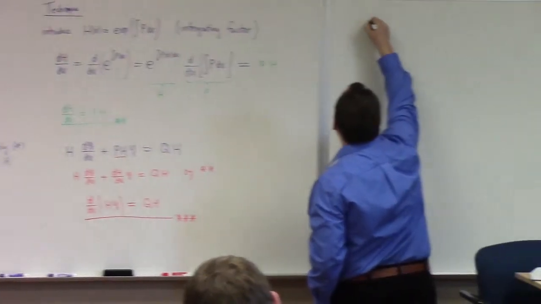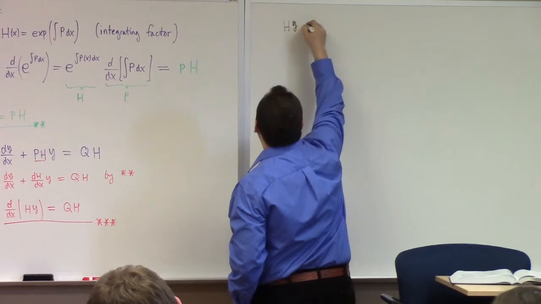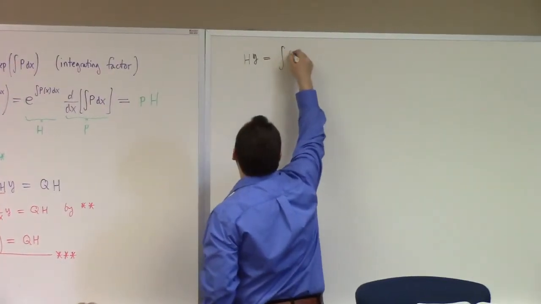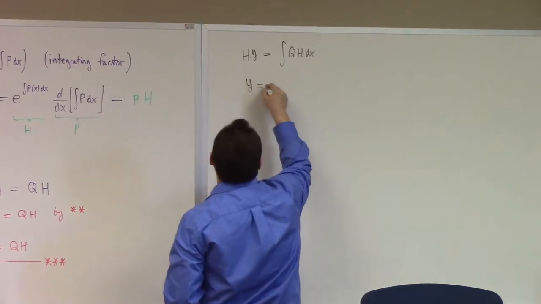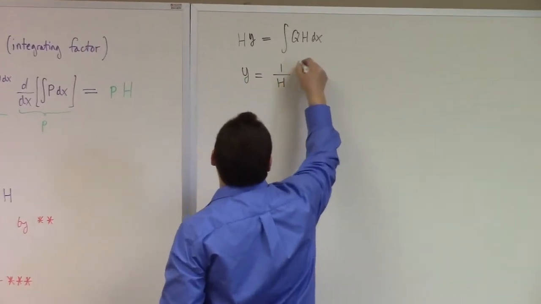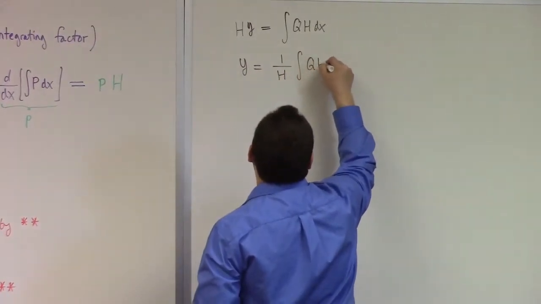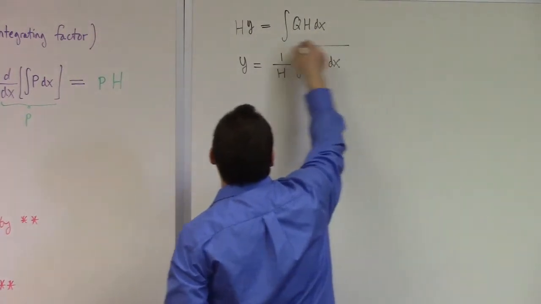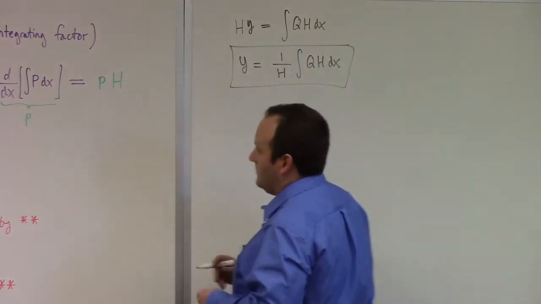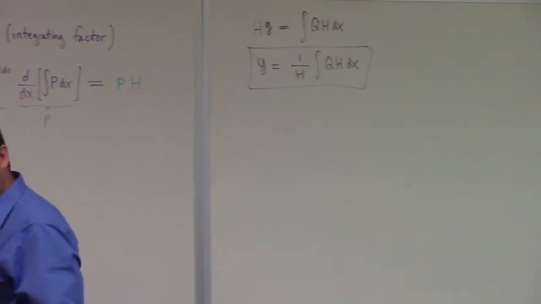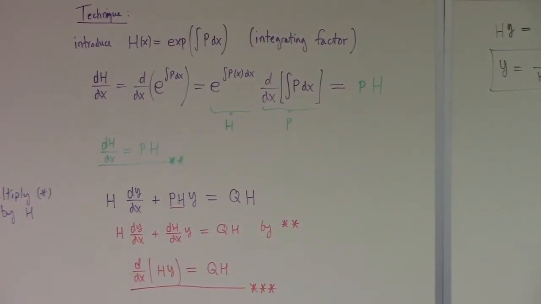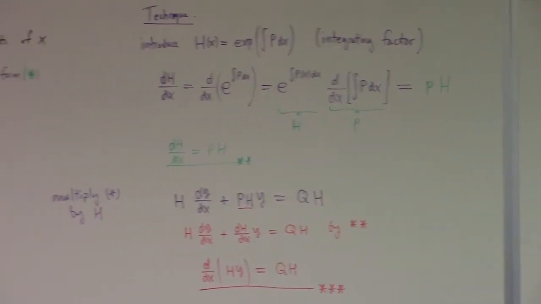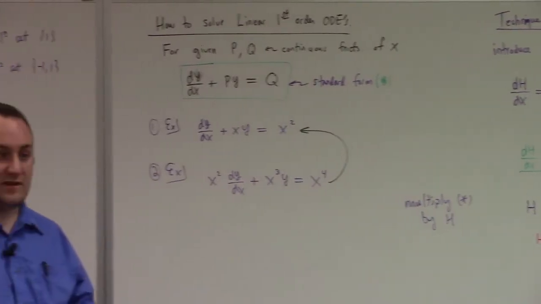And we get hy is equal to the integral of q h dx. And hence y is equal to 1 over h, the integral of q h dx. And so there you go, where h is defined by the exponential of the integral p dx. That argument we just did solves arbitrary linear first order ODEs for a given p and q.